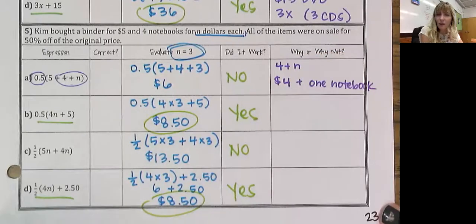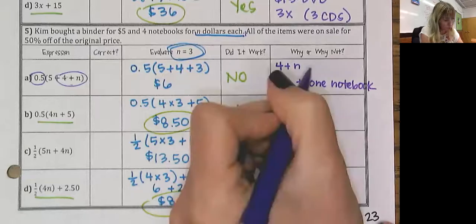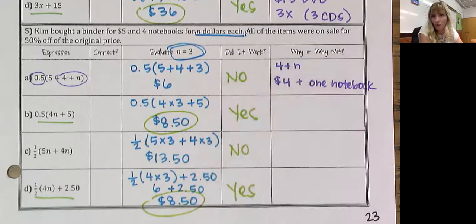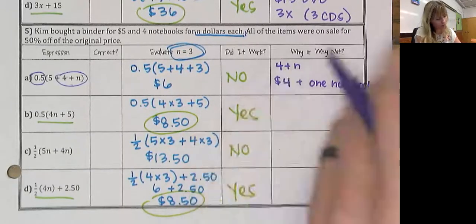And that is not at all what happened in the story. They didn't say $4 plus a notebook. They said 4 notebooks. So it doesn't make sense to add that right there. That's only 1 notebook. We know there were 4 notebooks, so our expression needs to show that. Do we all understand that? That's only 1 notebook. No good.